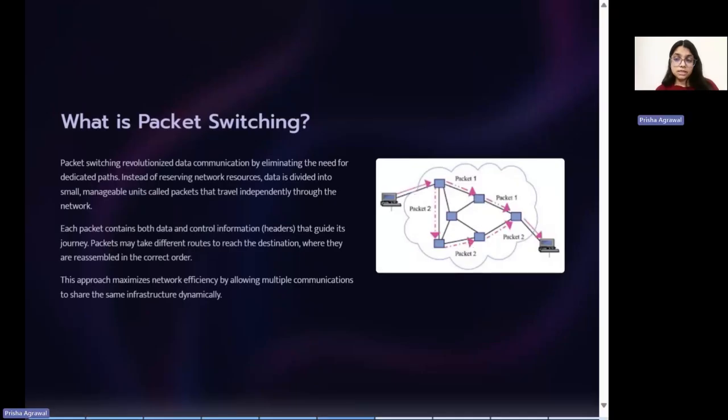Packet switching allows multiple users to share the same network infrastructure efficiently. This innovation played a crucial role in the development of the modern Internet. This approach also maximizes network efficiency by allowing multiple communications to share the same infrastructure dynamically.